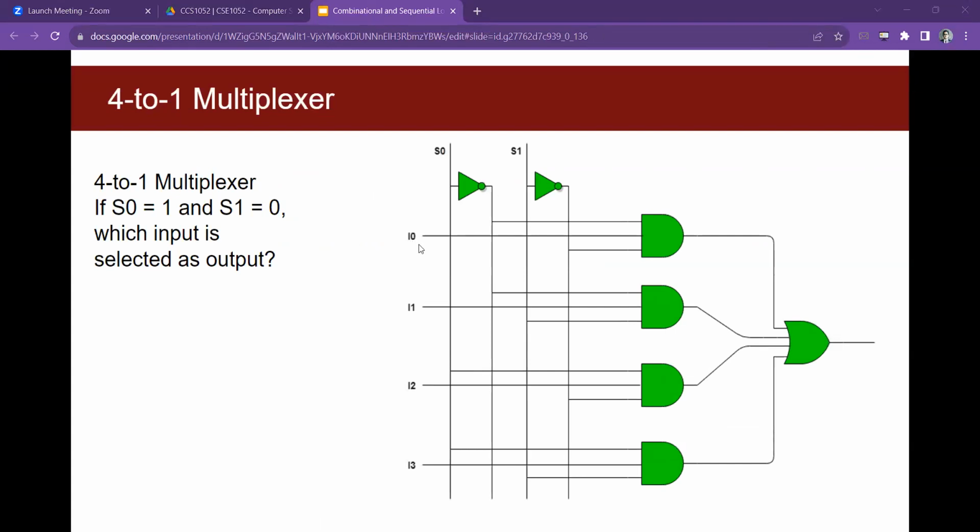So consider this diagram. Our inputs are I0, I1, I2, I3, right?